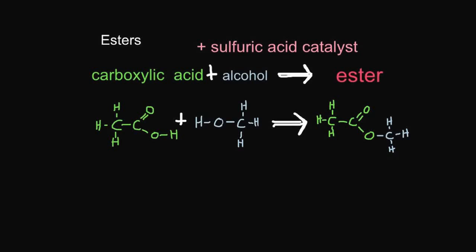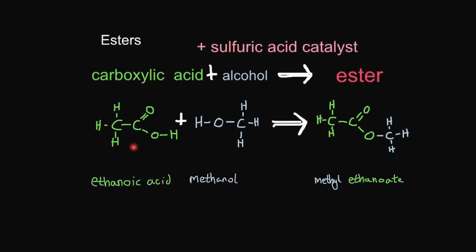This video is on esters. Esters form when you add a carboxylic acid to an alcohol with a sulfuric acid catalyst. These form an ester. Here is a carboxylic acid.